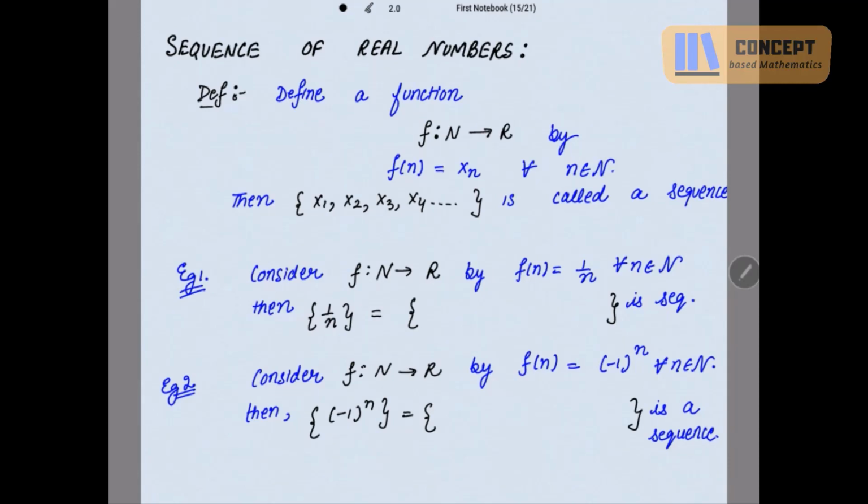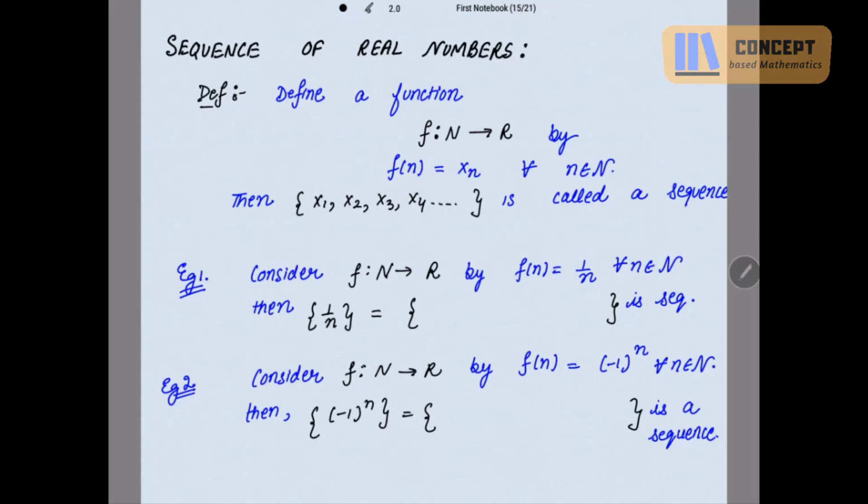So let's get started. The definition for sequence: we define a function f from N to R, where N is a set of natural numbers and R is a set of real numbers. We define this function by f of n equal to xn for all n belonging to natural numbers. Then x1, x2, x3, x4, and so on. This is called a sequence.